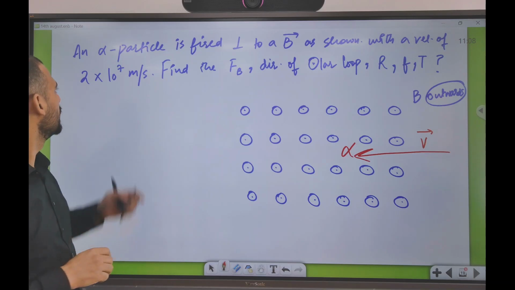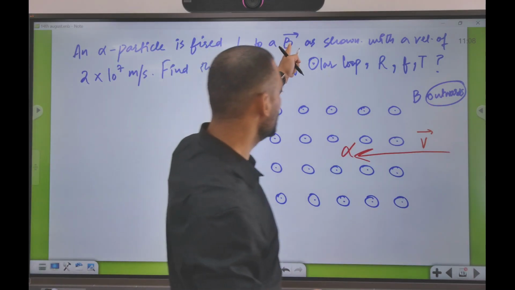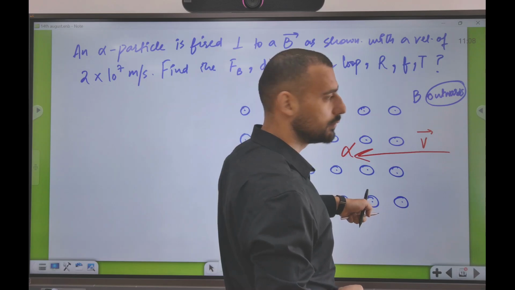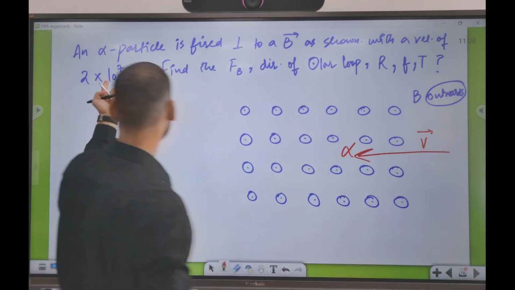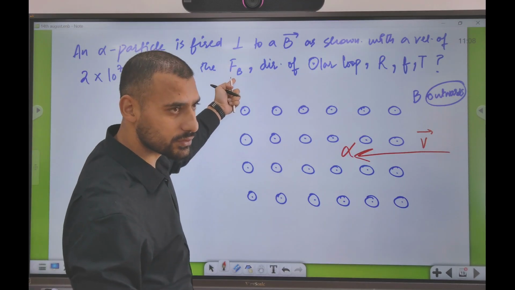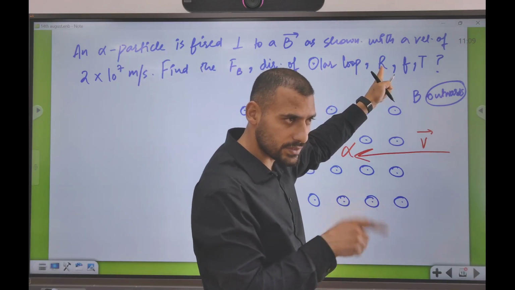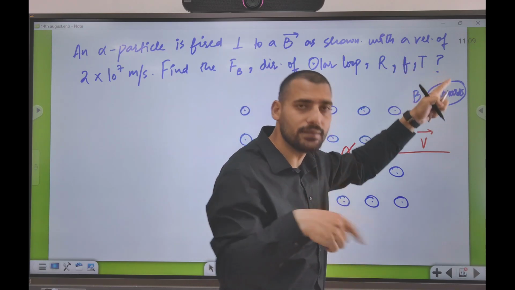Can you read it? An alpha particle is fired perpendicular to a magnetic field as shown, with a velocity of 2 times 10 to the power 7 meter per second. Find the magnetic force, direction of the circular loop, the radius of the circular path, frequency, and the time period as well.